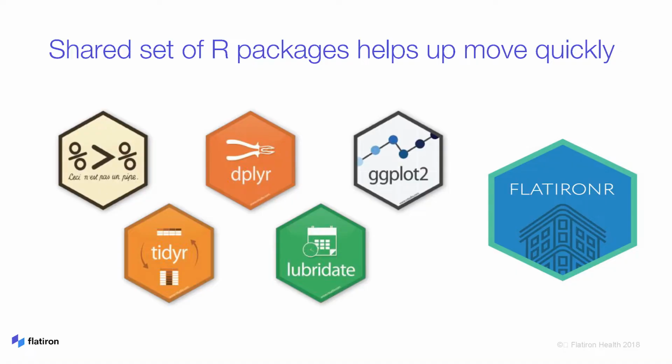The other package that we've been using to help us move quickly is our internal package, Flatiron R. And so that's the one that we created internally for a lot of functions for things like database connections that we use here and a lot of functionality that we use often. And of course, it has its own hex sticker because if you really want something to be successful, that's the best way to get the message out there.